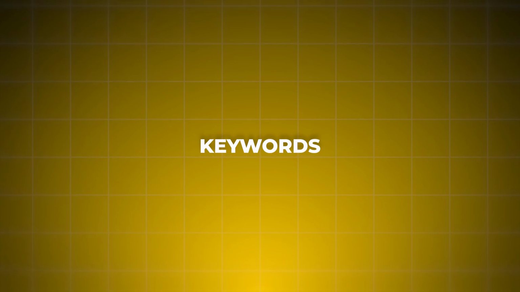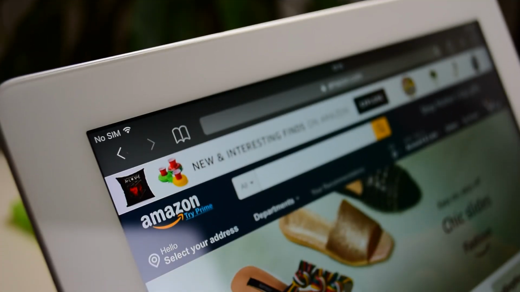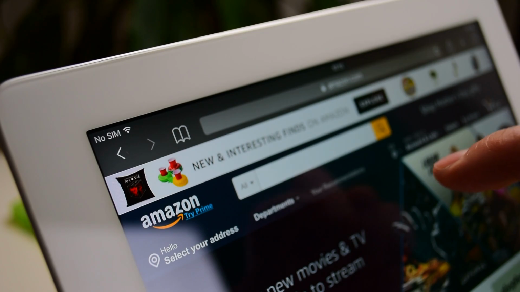The first thing that you need to know when starting out with keyword research on Amazon is some of the terms that are involved. Let's start with keywords. What are they? Also known as search terms or keyword phrases, keywords are simply the words that a customer types into the search bar on Amazon when they are looking for a product.